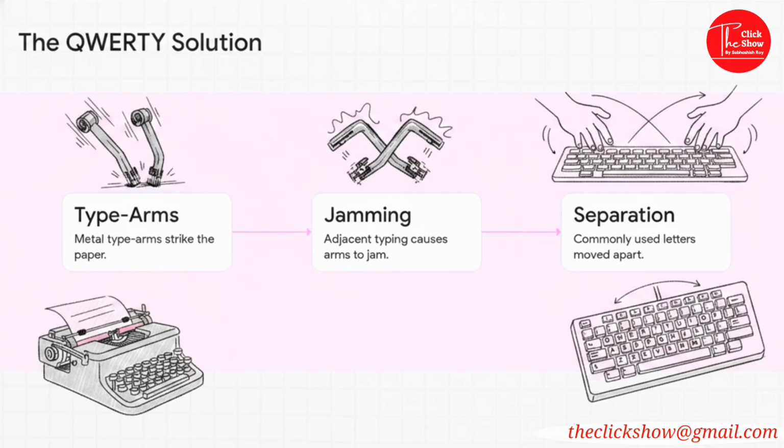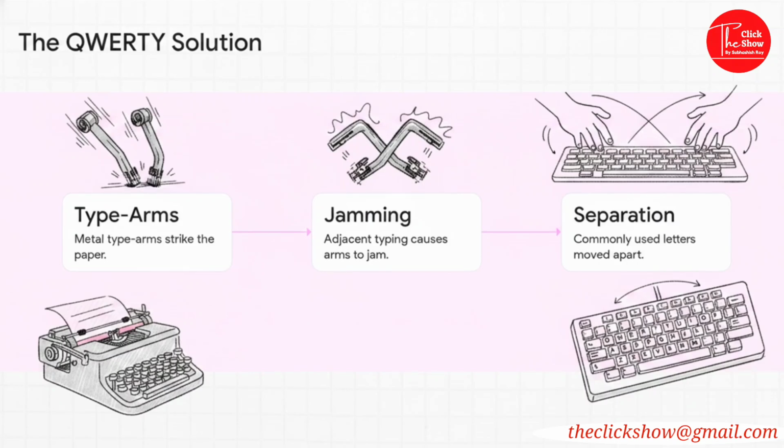The problem? If a typist typed too fast and they hit 2 letters that were physically close to each other inside the machine, those metal arms would collide. They'd clash, they'd get tangled, and the whole machine would completely jam up. So what did Sholes do? This is the brilliant but kind of completely counterintuitive part. Sholes didn't invent a better, faster machine. Nope. He intentionally crippled the user's speed.